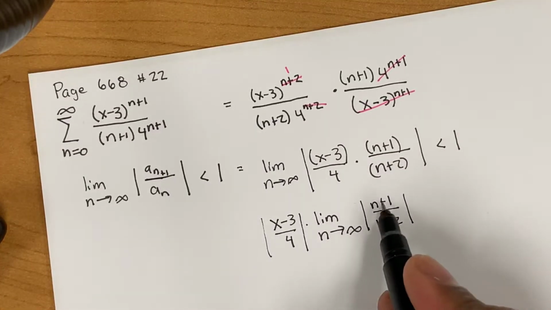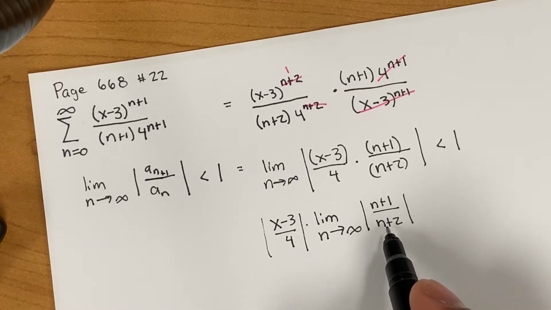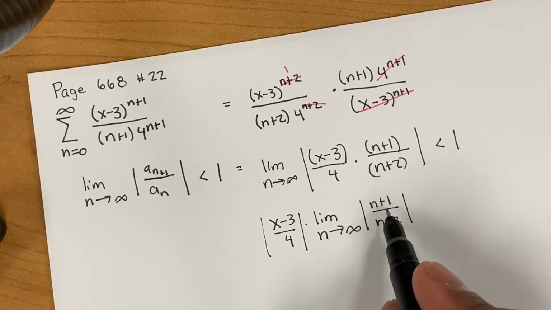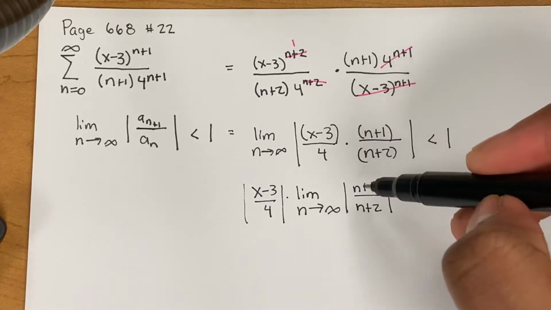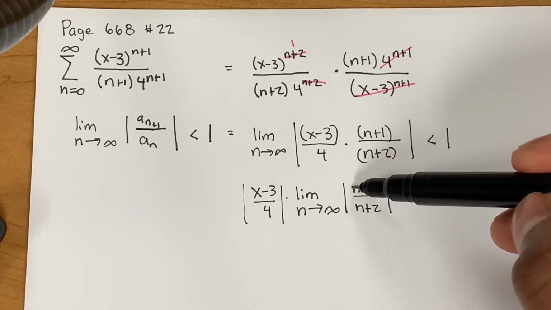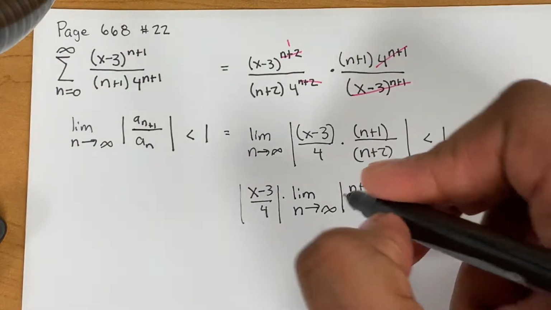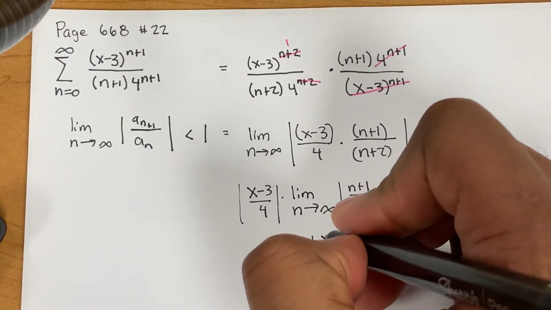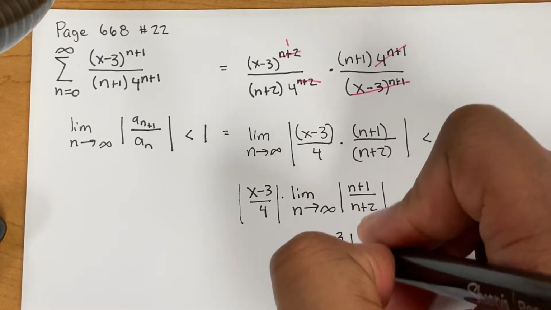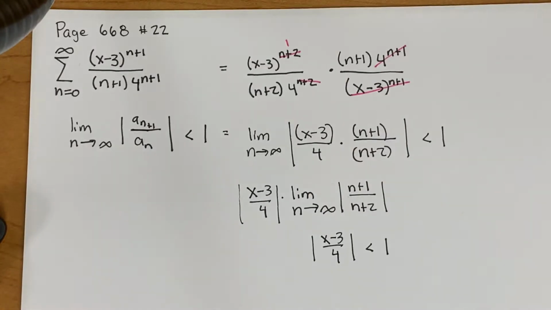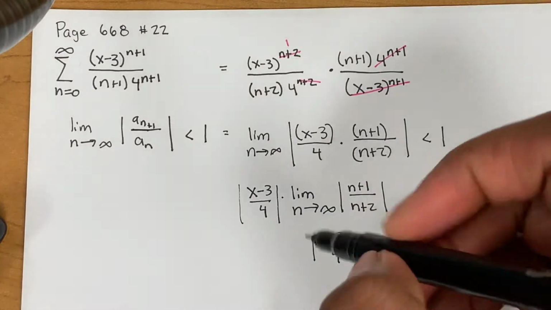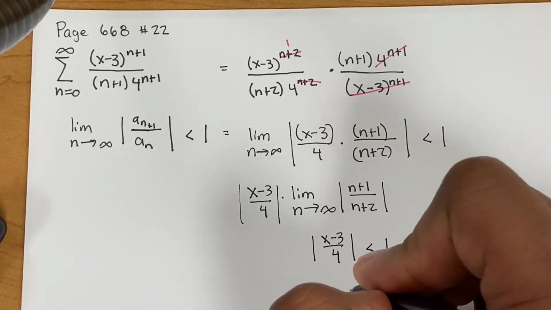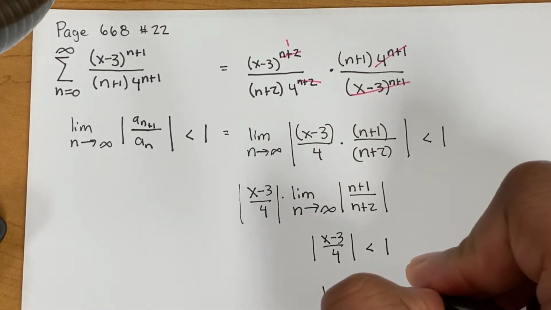Out to infinity, this is going to converge to 1 because we have n over n. The degree of the numerator is the same as the degree of the denominator, so the limit is the ratio of the leading coefficients. 1n divided by 1n is just going to be 1. So we end up with the absolute value of x minus 3 over 4 is less than 1. Once we remove the 4 from our denominator by multiplying by 4, we get the absolute value of x minus 3 is less than 4.